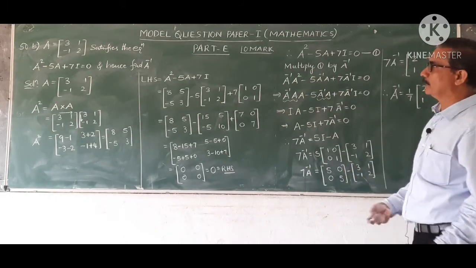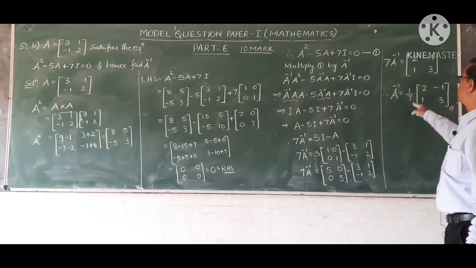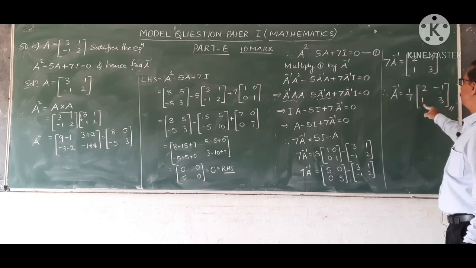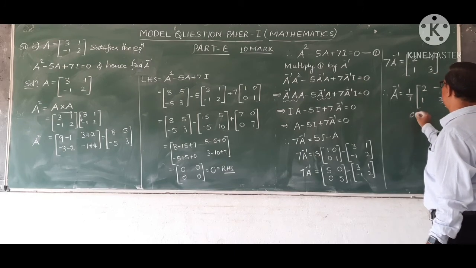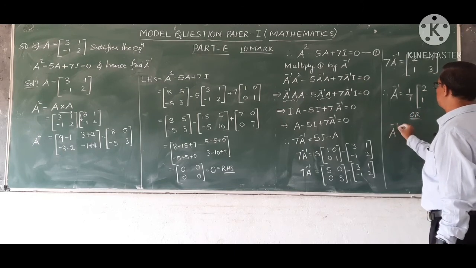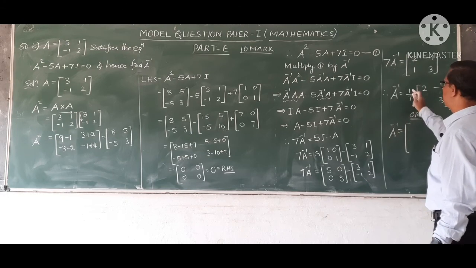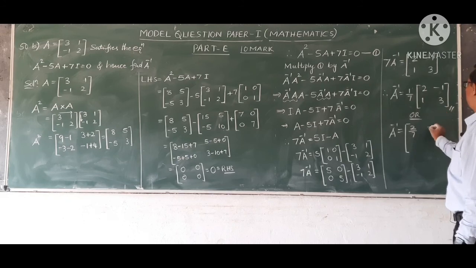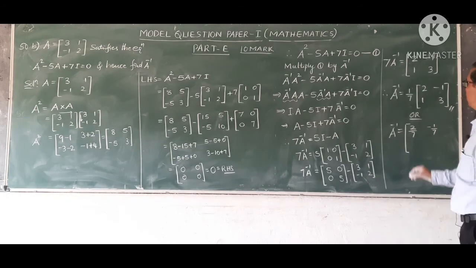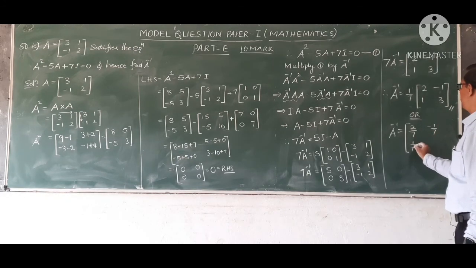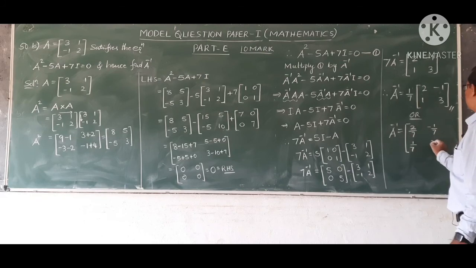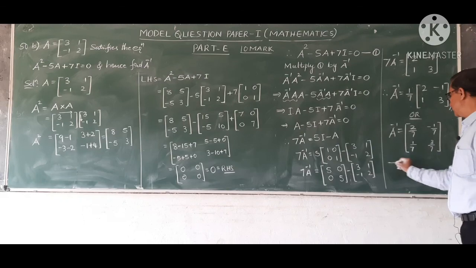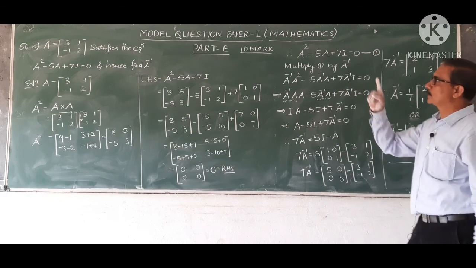So A inverse is equal to 1 by 7 into 2 minus 1 1 3, or we can write A inverse is equal to, by scalar multiplication, 1 by 7 into 2 is 2 by 7, 1 by 7 into minus 1 is minus 1 by 7, 1 by 7 into 1 is 1 by 7, 1 by 7 into 3 is 3 by 7. Okay. So this completes model question paper 1.